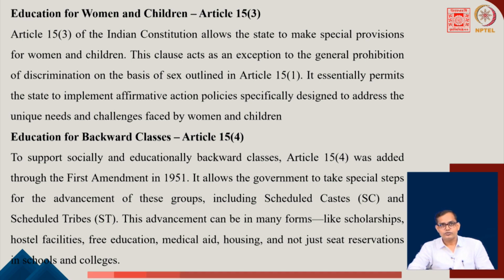Article 15(4), that is education for backward classes. To support socially and educationally backward classes, Article 15(4) was added through the first amendment in 1951. It allows the government to take special steps for the advancement of these groups, including scheduled castes and scheduled tribes. This advancement can be in many forms like scholarships, hostel facilities, free education, medical aid, housing and seat reservations in schools and colleges.